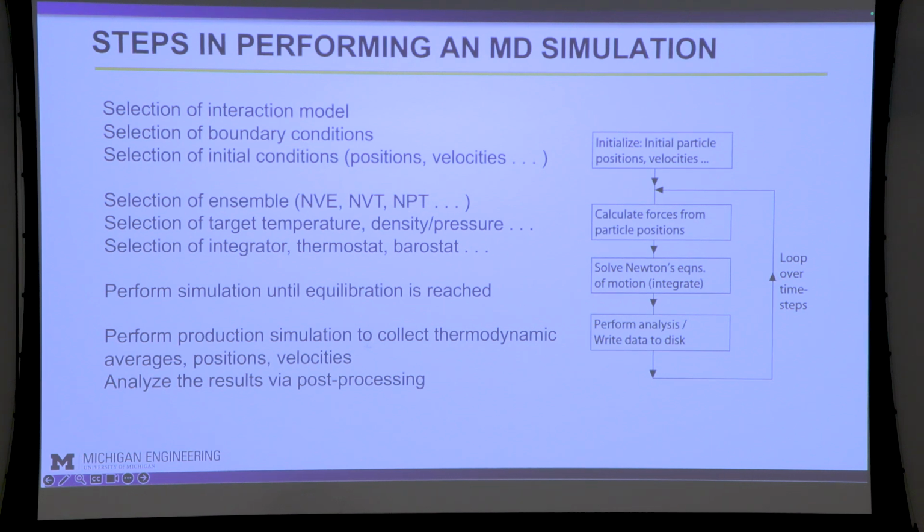Usually what you do first is an equilibration. So you slowly make sure that the system relaxes at the right condition that you picked, and then you run a production run to collect the thermodynamic average position and velocity, and then you analyze. So this is the thing.